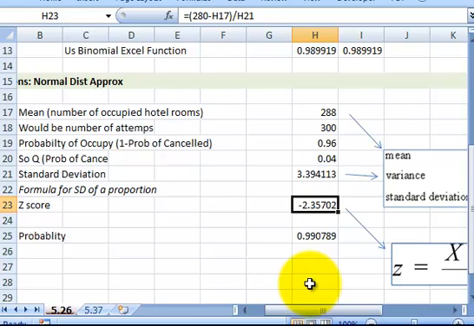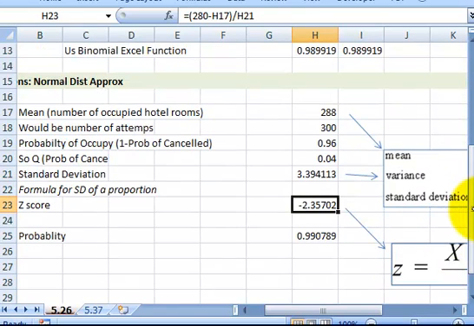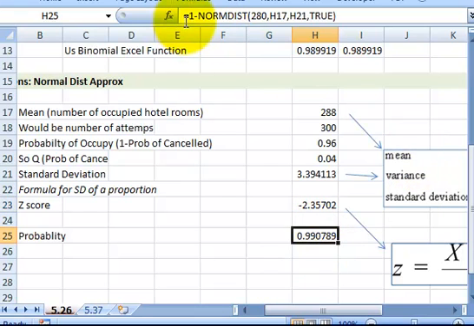Now, the thing to remember about a normal distribution is we're going to read the chart from left to right. So if we want to know the probability of 280 or more rooms, we're going to have to do 1 minus norm dist, because the normal distribution is going to go from left to right, and we want to know 280 or more.